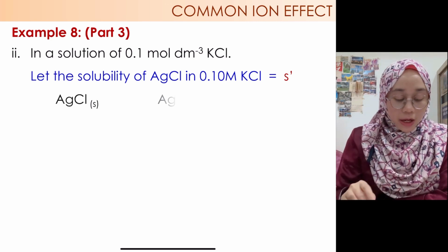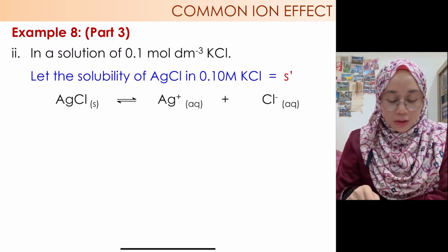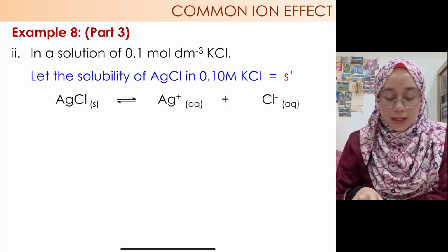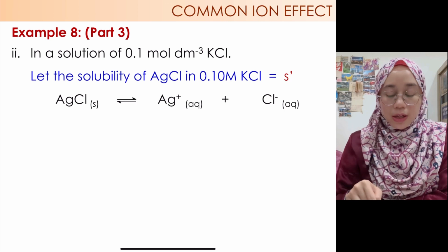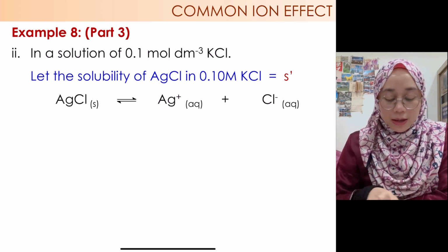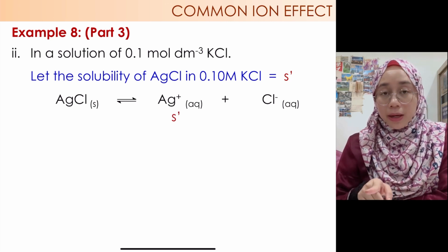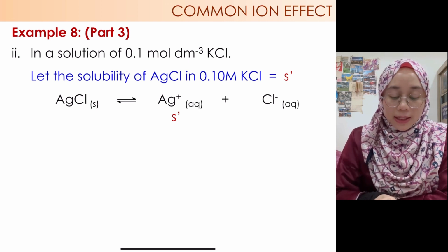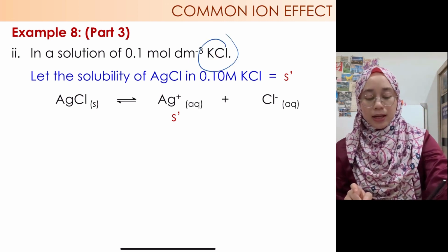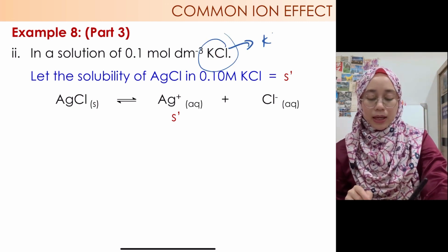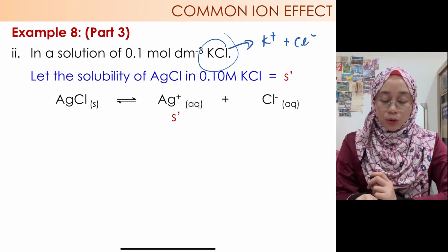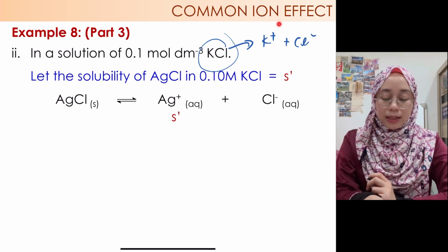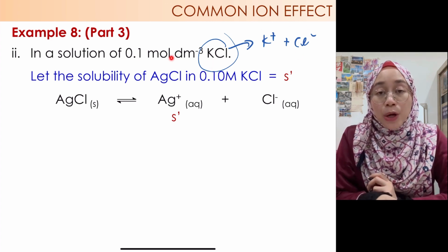Okay, so AgCl dekat sini, kalau kita dissociate dapat Ag plus dengan Cl minus, so concentration untuk ion ni sebagai S prime. Tapi untuk Cl minus, since dalam KCl ni tadi kelas, kita ada apa? Kita ada K plus dengan Cl minus juga. Bermaksud concentration of Cl minus yang datang daripada KCl is also 0.1.